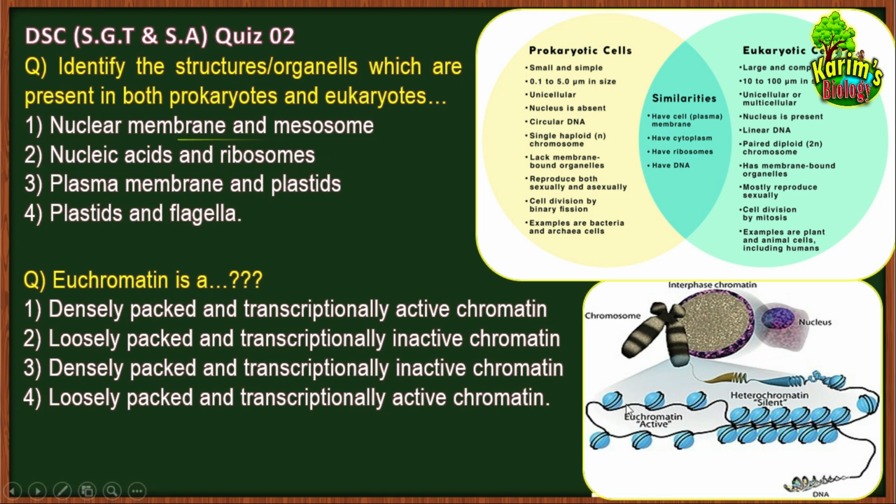Here you can see there is a space between the nucleosomes into which the DNA is packed into histone proteins. So euchromatin is nothing but the loosely packed chromatin, and if it is loosely packed, definitely there will be scope for the machinery to get attached to the DNA for the transcription process to occur. So the answer will be loosely packed and transcriptionally active chromatin.